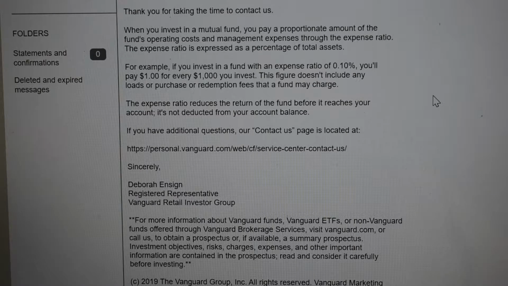This figure doesn't include any loads or purchase or redemption fees that a fund may charge, which most Vanguard mutual funds do not. The expense ratio reduces the return of the fund before it reaches your account. It's not deducted from your account balance. Okay, so that answers that question. So that's why I don't see any specific deductions for this fee on my account balance, but I was still confused about a lot of things.